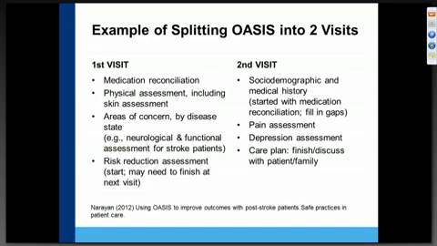In the second visit, continue more in terms of the socio-demographic and medical history. Pain assessment might defer to the second visit. It may be an urgent patient need that needs to be addressed right off the bat. Depression assessment, which I'll talk more about later, is an important aspect of assessing these particular patient populations, really any chronically ill patient. And then really developing that care plan, finishing it, and discussing what the plan of care is with the patient and family.